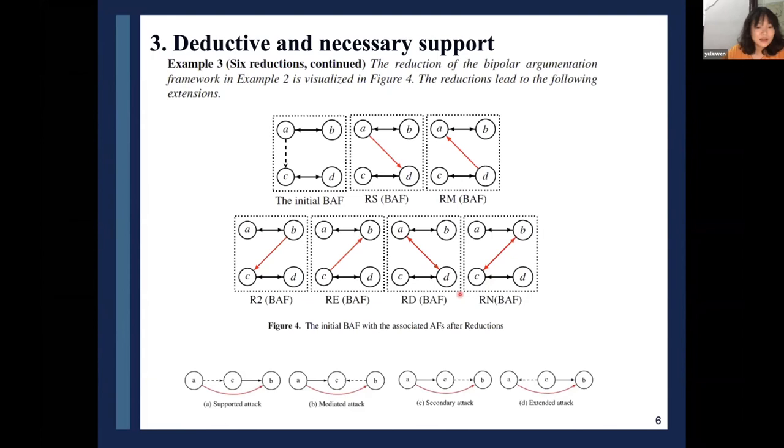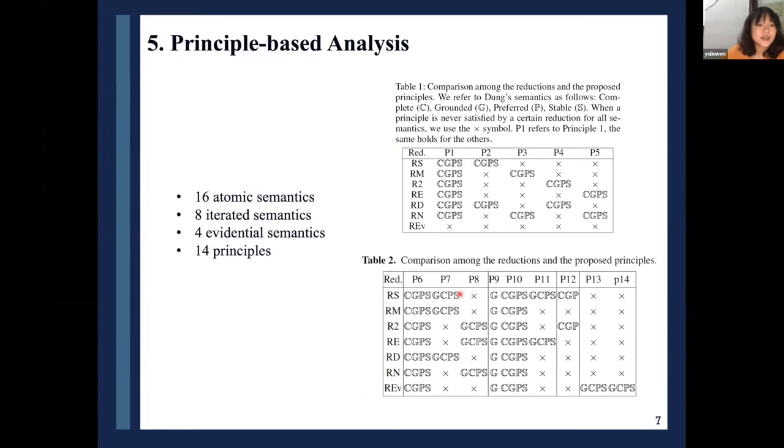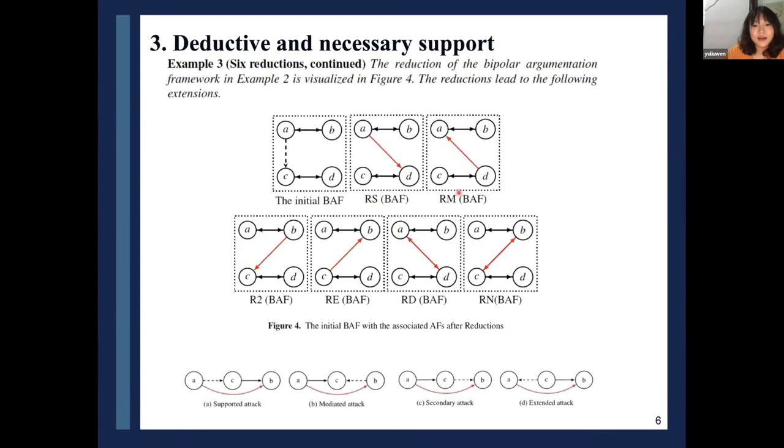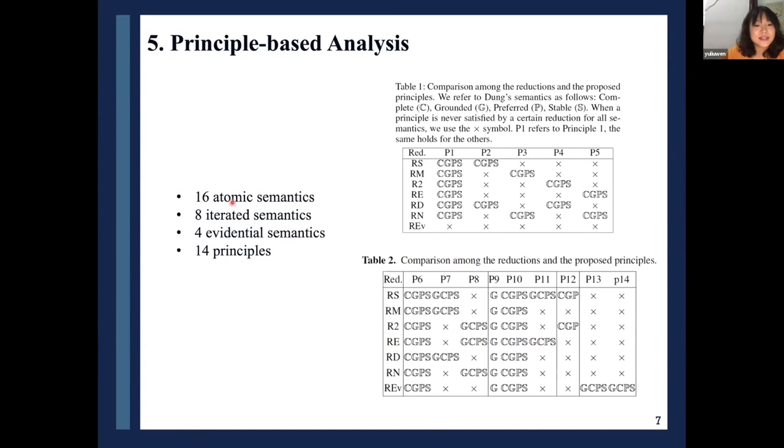And finally, it comes to our principle-based approach. Here we investigate four kinds of classical semantics of Dung's theory: the grounded, complete, preferred, and stable semantics. And we have 14 principles. So here we have four Dung semantics and four reductions, these four, so that we have 16 atomic semantics.